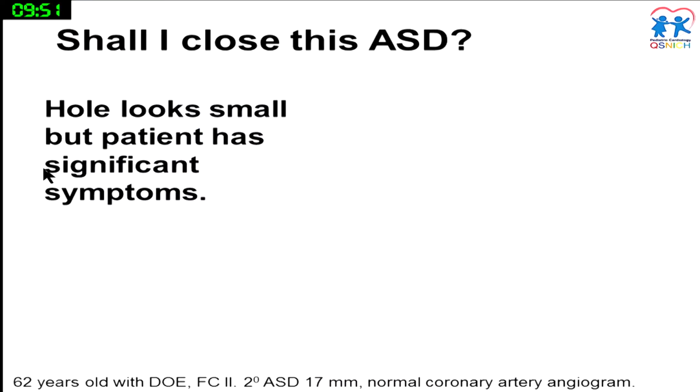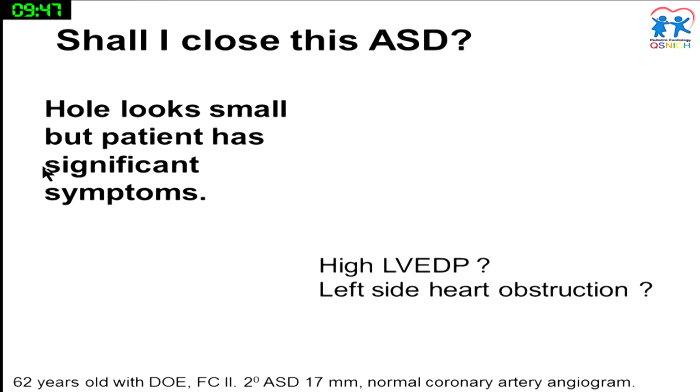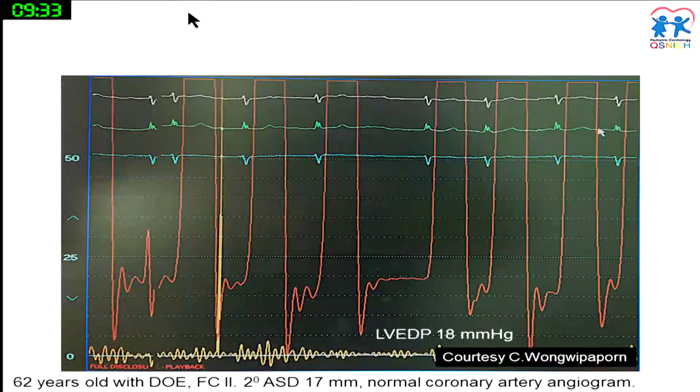The hole looks small, but the patient has significant symptoms. So what happened? You need to think about a high LV EDP in this patient. Maybe the left ventricle is having a problem with diastolic function, or they may have left-sided heart disease, something like obstruction on the left side. In this patient, we put the catheter into the left ventricle and measured the LV EDP, which was about 18.